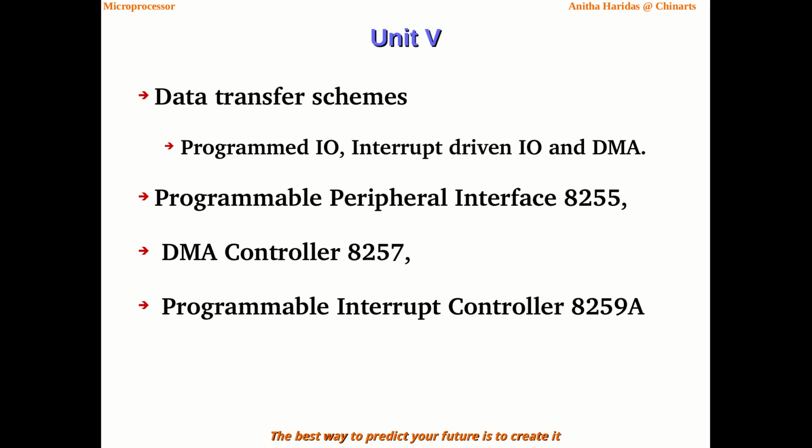And when you want to transfer the data to and from these input-output devices and the processor, you need some kind of interface devices. So these interface devices are called controllers. I'm not going to call them microprocessors, I'm going to call them microcontrollers. So we are going to see what are the different transfer schemes available, and for each transfer scheme, what are the different controllers that can be connected to the microprocessor. That is what we are going to learn in the fifth module.